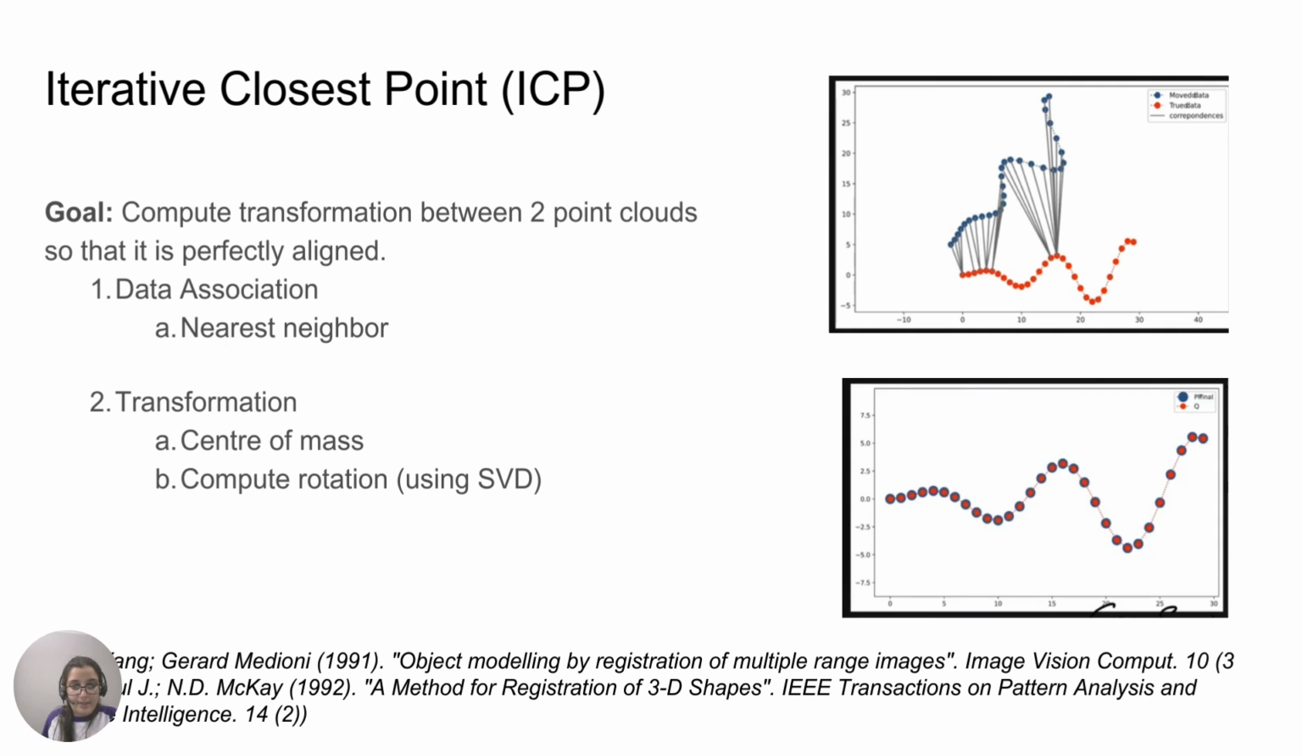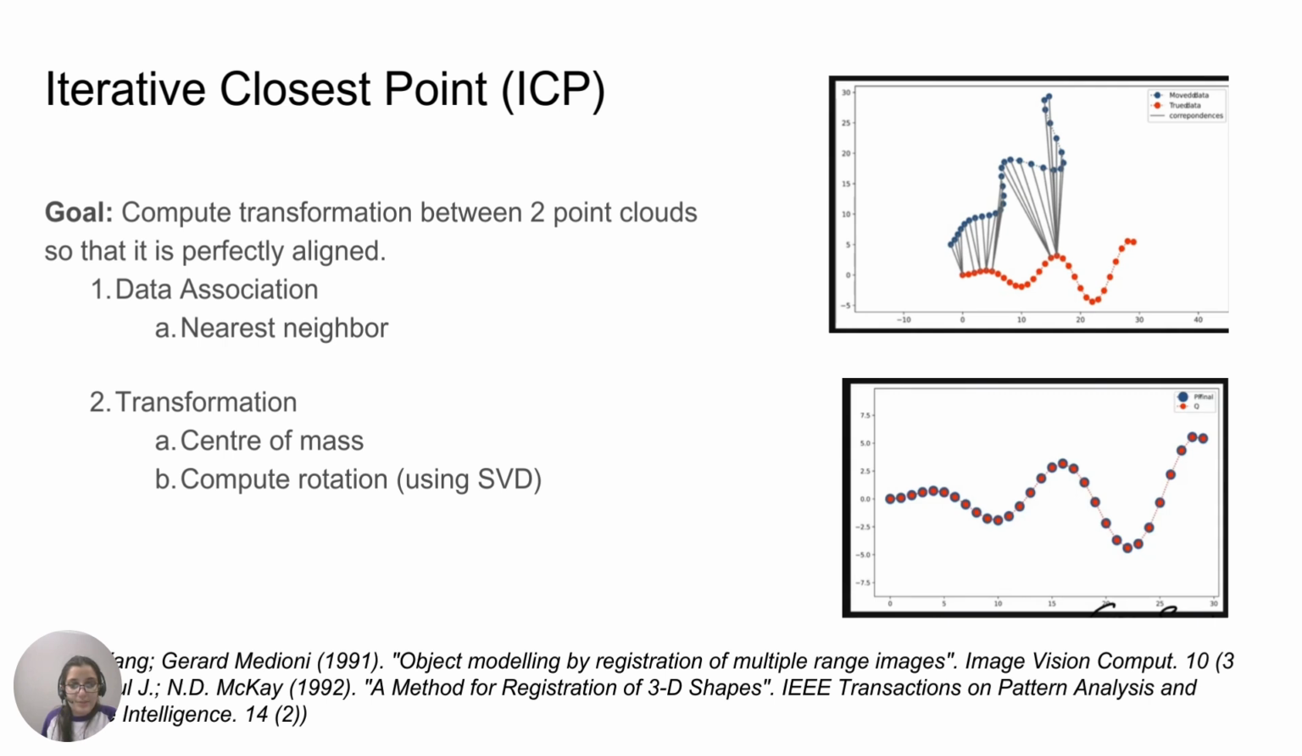So it basically consists of two steps. First is the data association. This can be done using a simple nearest neighbor approach. Iterate over one point cloud and look for the closest point. The second step takes this data association and tries to find the transformation so that those two point clouds are moved on top of each other. So basically minimize the distance between the point pairs.